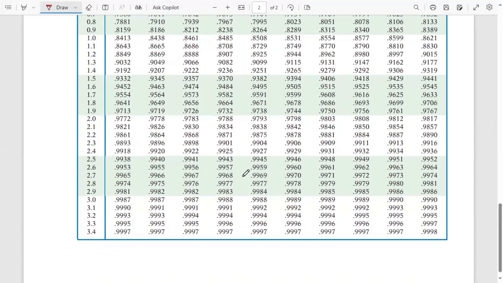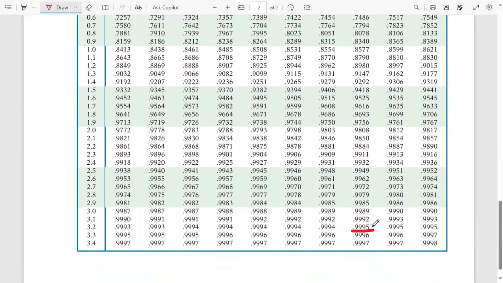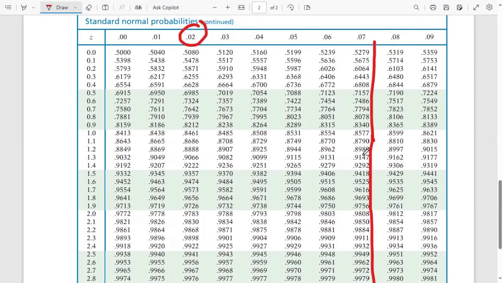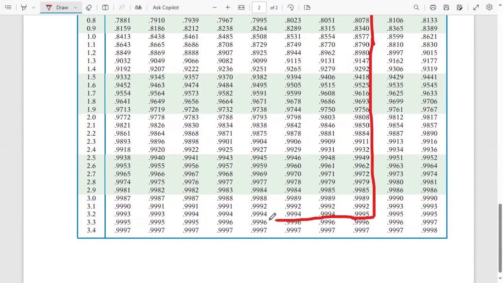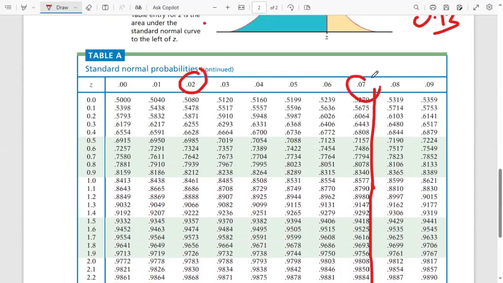Okay, 0.999. So you can find this one. So you've seen this probability is 0.9995. It's here. So to get our z-score, we're going to go up here. We'll meet 0.7. Then we're going to go this side here. We'll meet what? 3.2. So we're going to add this 3.2 plus 0.7.